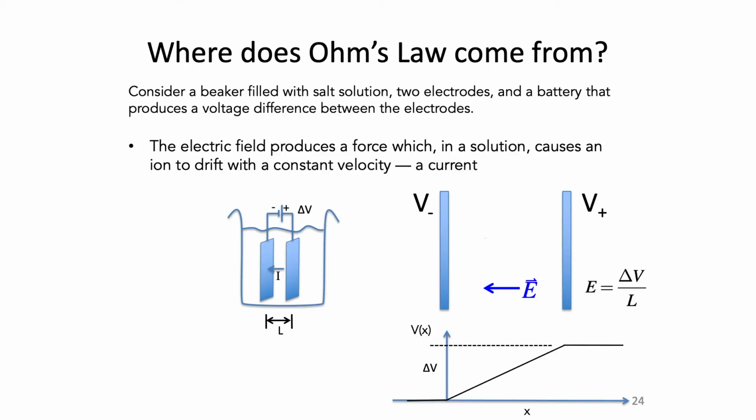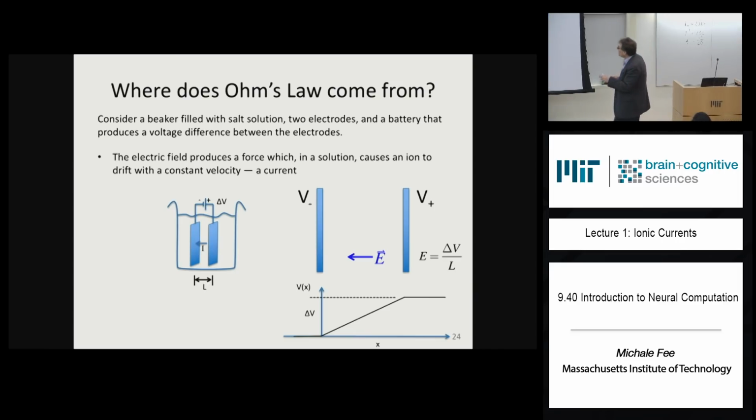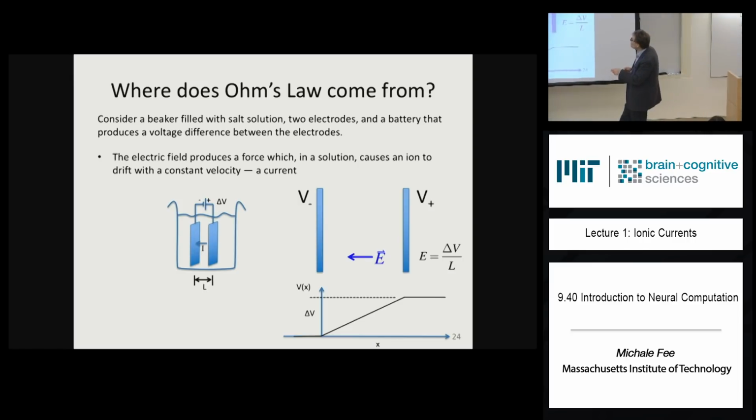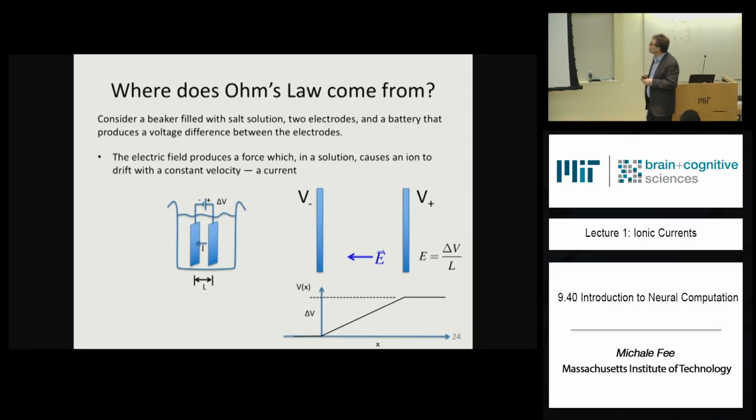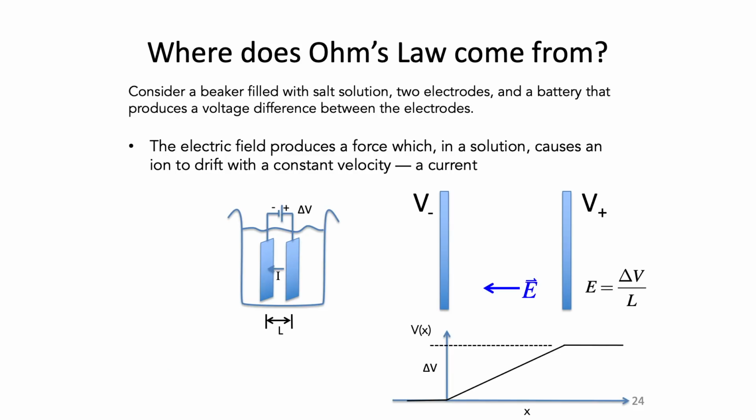Okay, so let's zoom in here. There's one plate that's at one potential. There's another plate at another potential. There's some voltage difference between those that's delta V. The two plates are separated by a distance L. And that voltage difference produces an electric field, okay? That points from the high voltage region to the low voltage region.